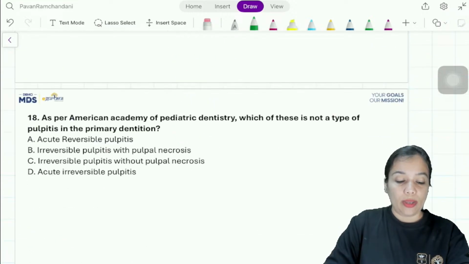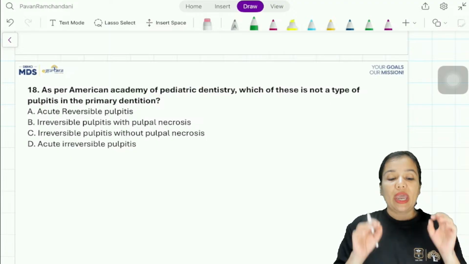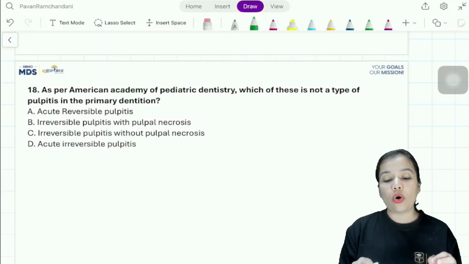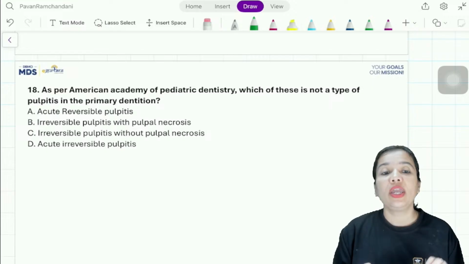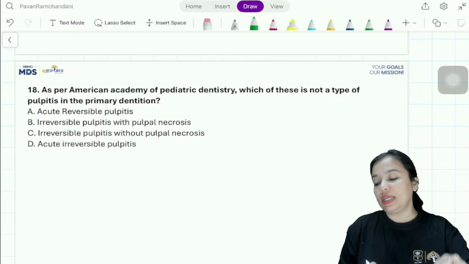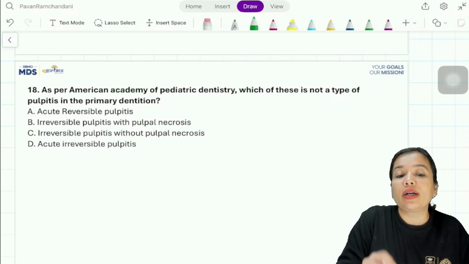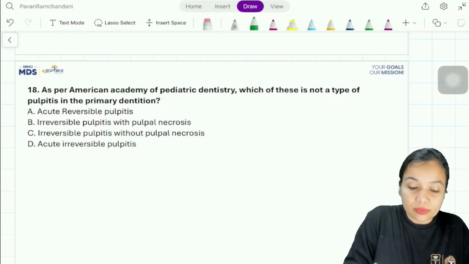Right? Okay. Then we come on to question number 18, which is, as per the American Academy of Pediatric Dentistry, which of these is not a type of pulpitis in primary dentition? So what they've asked is, which of these does not occur in primary dentition?